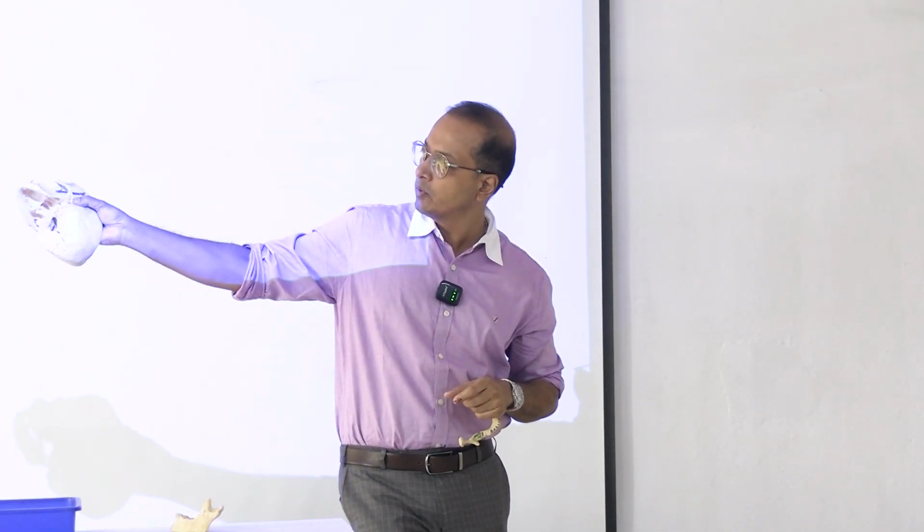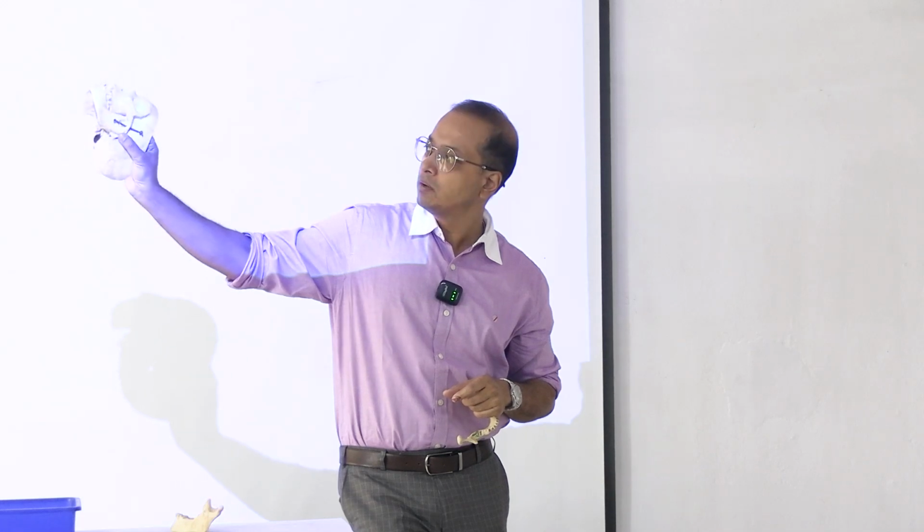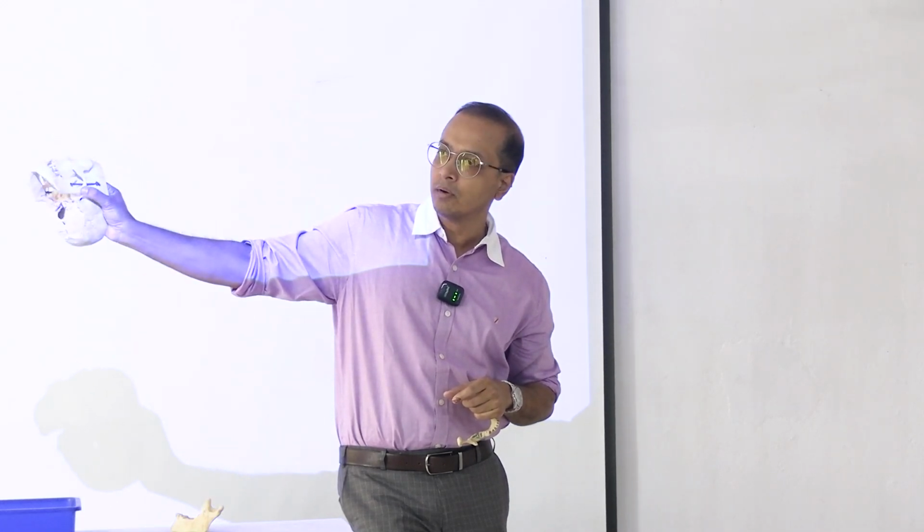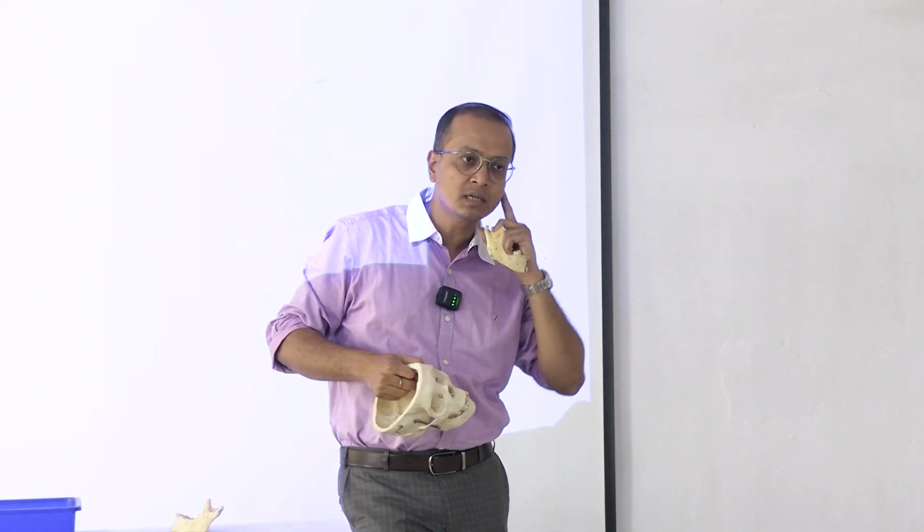So this particular bone we call the temporal bone, and this particular joint is joining the temporal bone with the mandible bone. It is the temporomandibular joint. In short we call it TMJ. So this TMJ is a jaw joint.